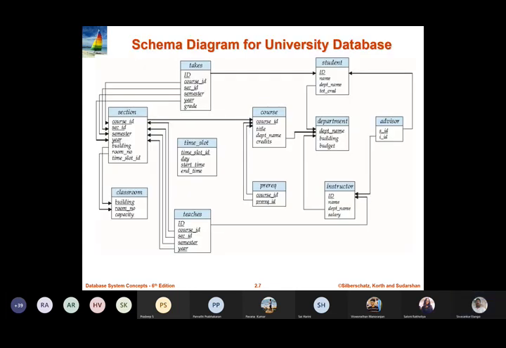right? So the schema diagram for the university database, right? We'll deal with this once you study your diagram.